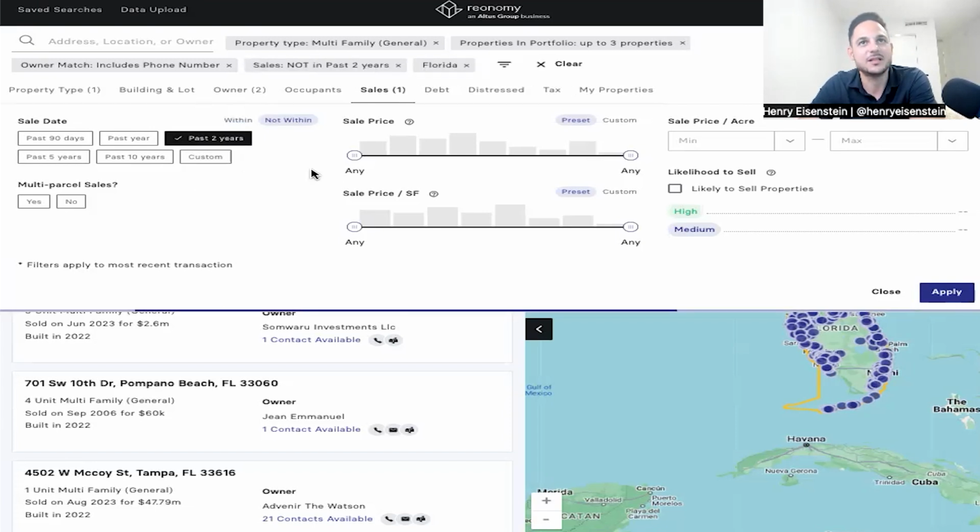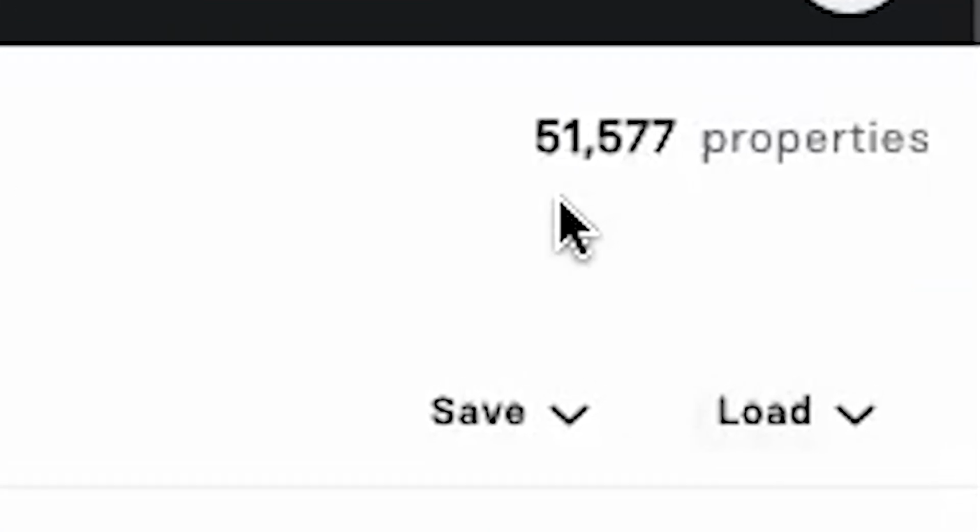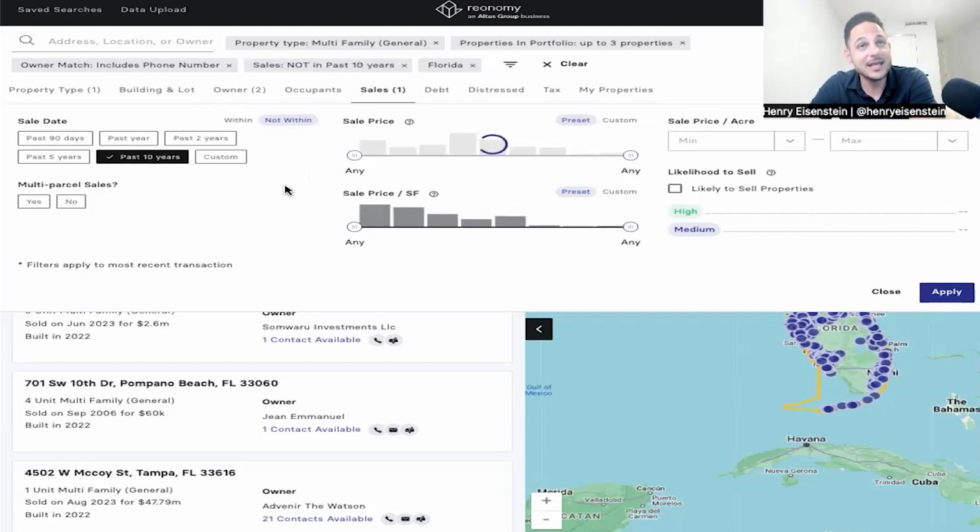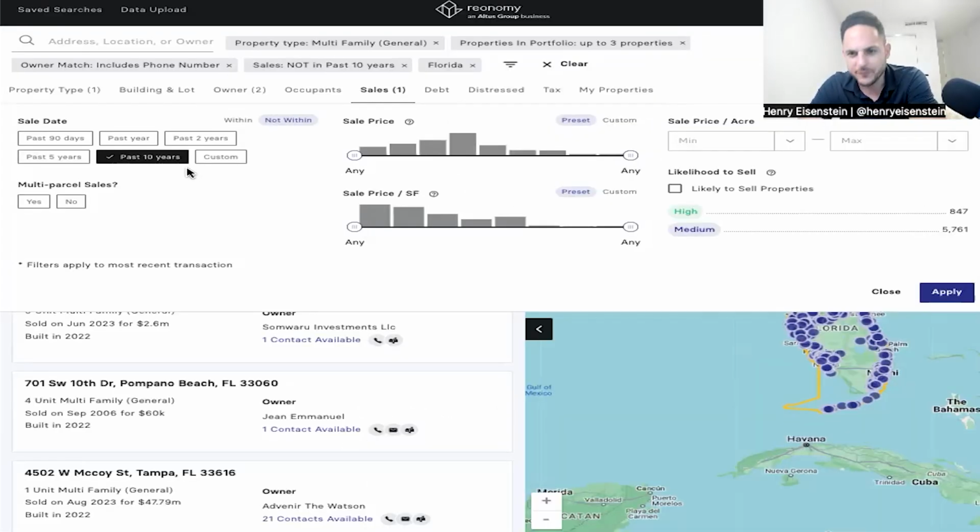Because if you click not within the last 2 years, you're going to get 51,500. But if you do not within the last 10 years, you're now dropping to 50% of that number. Now you're down to 25,500. So let's just say I'm going to pull a lead list for the first time.